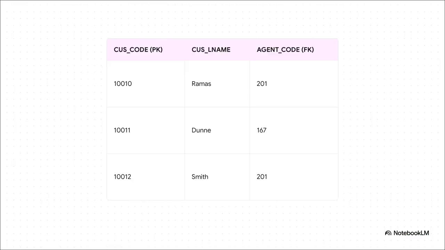Here we go. We've got a table of customers. Simple enough. Each one has a unique customer code. That's our primary key. But look closely. See that agent code column? That's not a primary key here. That's a little clue, a pointer, that's telling us this customer is related to something in another table.